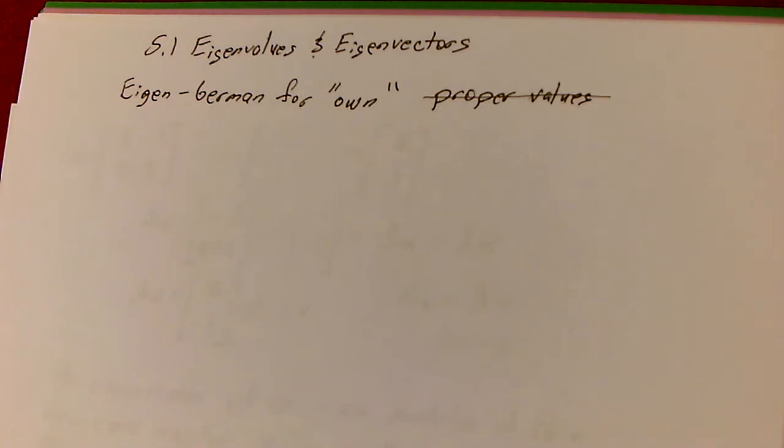But own as in something that's inherent to the matrix. Something that's a property of the matrix or the transformation. It's belonging to, it's important, it's ingrained in. It's something that is that matrix. It helps define what that matrix is, what that matrix does, or what that transformation does. So that's why we call it an eigenvalue or an eigenvector. Okay, so let's look at a matrix and let's look at some things that happen to it.